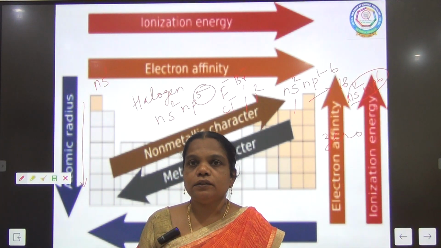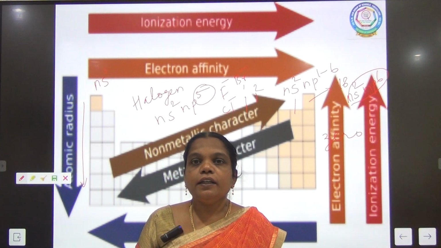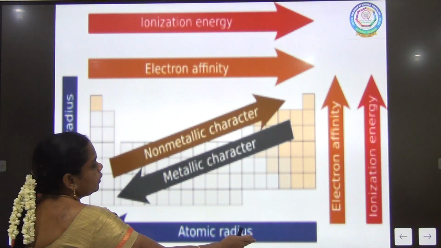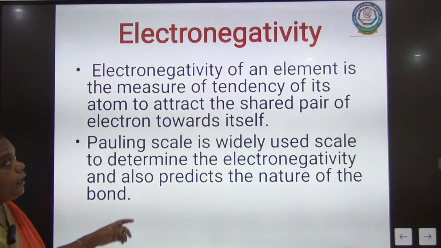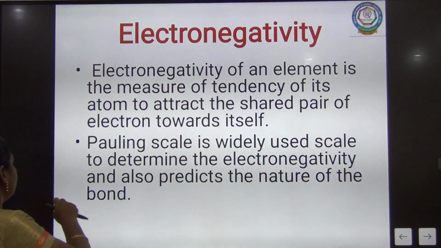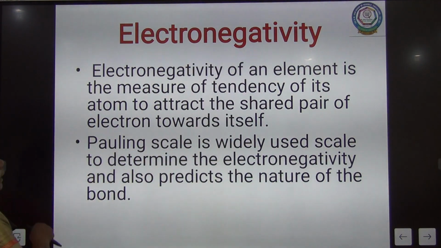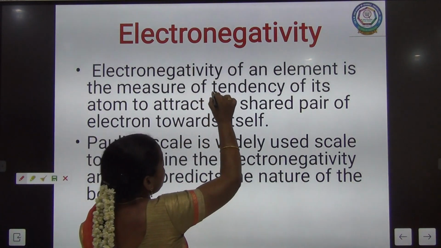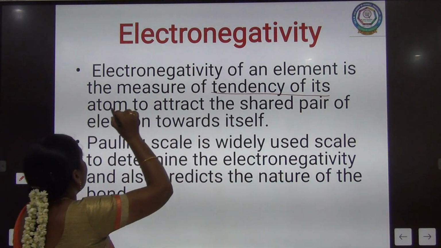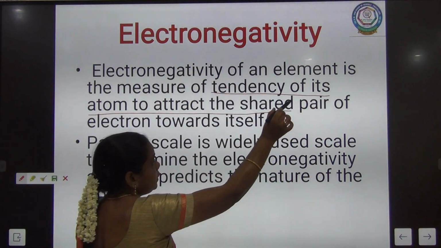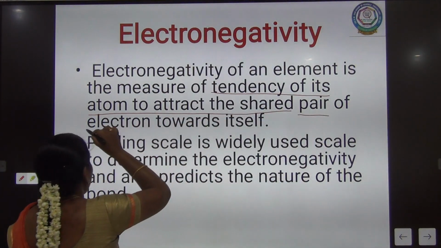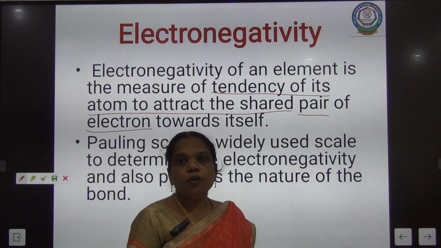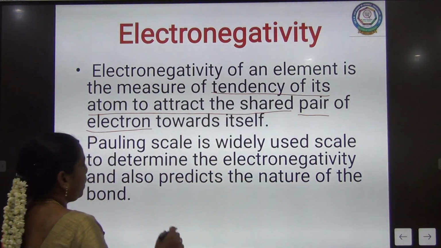And the next periodic property is electronegativity. What is meant by electronegativity? The electronegativity of an element is a measure of the tendency of its atom to attract the shared pair of electrons. So, for example, HCl.